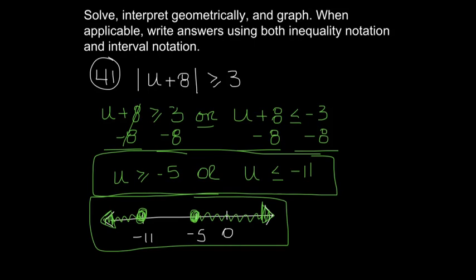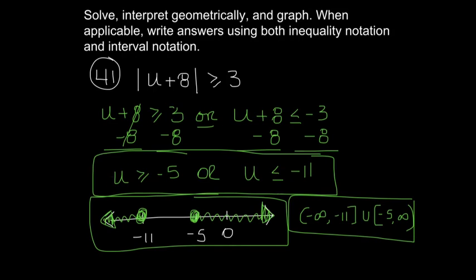There's two separate components to this solution, so for interval notation I need two separate intervals. The first one starts at negative infinity and goes up to negative 11. The second one starts at negative 5 and goes to positive infinity. Paying attention to the way that I need the brackets, I would go from negative infinity up to negative 11, and then I will union that with everything from negative 5 to positive infinity. So again, here's the solution in inequality notation, interval notation, and graphing notation.